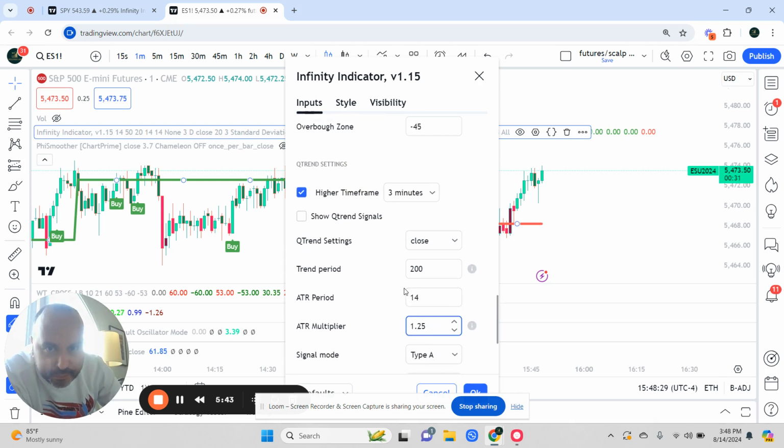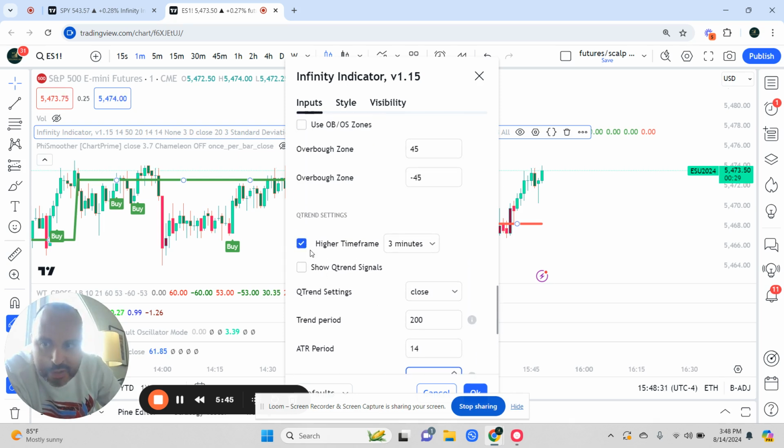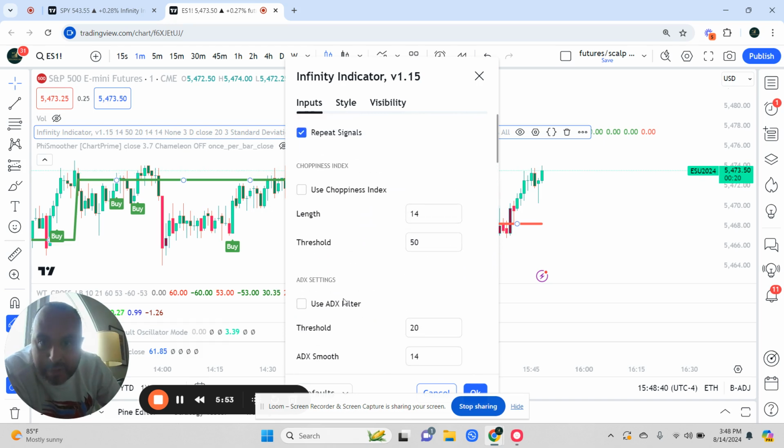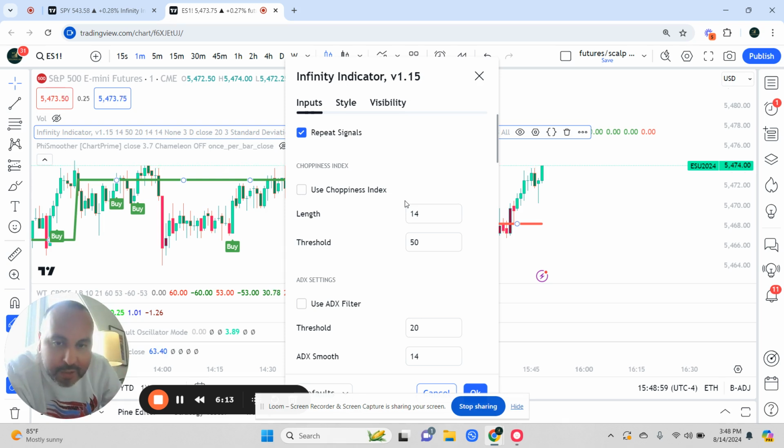And then again, if you want this, I'll show you the differences between whether you have higher time frame checked on or off, or what you want to do. MACD again should be checked. And then all these should be unchecked except for repeat signals. I want you to have repeat signals on, okay? The repeat signals are really solid, and I don't think you necessarily have to sit around and wait for a fresh signal. You can get in and make some money off these repeat signals. And again, I will show you that, okay?